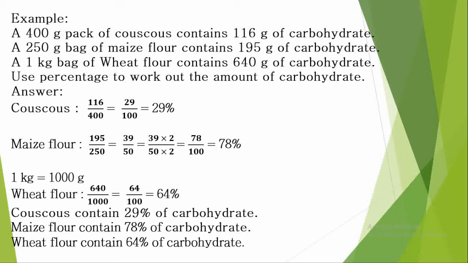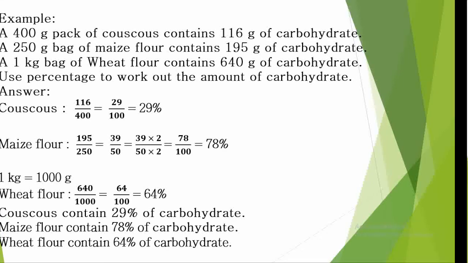So see, 1 kg is equal to 1000 gram. So wheat flour is equal to 640 upon 1000. So 4 gets cancelled. So you will get 64 upon 100, which is 64%. So see, first percent is 29%, second one is 78%, wheat flour is 64%. So Costco's contains 29% of carbohydrate, maize flour contains 78% of carbohydrate, and wheat flour contains 64% of carbohydrate.